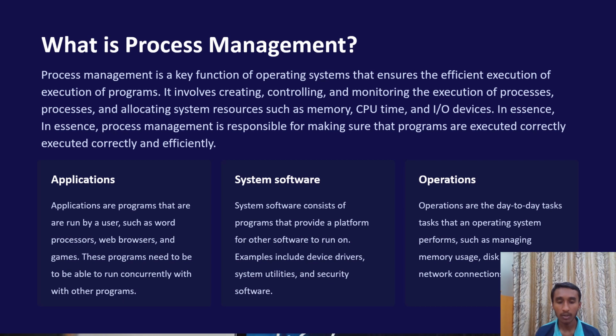System software. System software consists of programs that provide a platform for other software to run. Examples include device drivers, system utilities, and security software. Now let us go to the operations. Operations are the day-to-day tasks that an operating system performs, such as managing memory usage, disk space, etc.